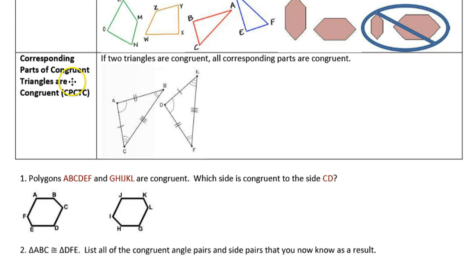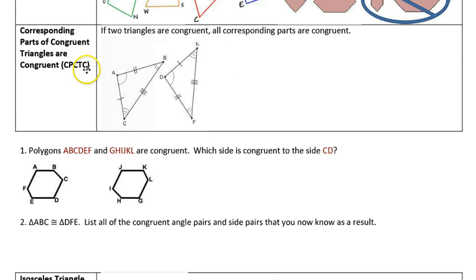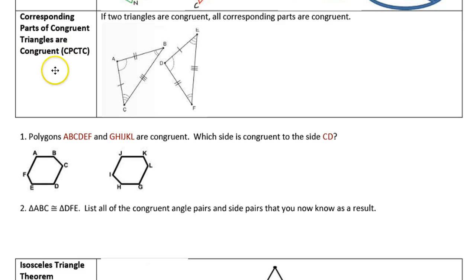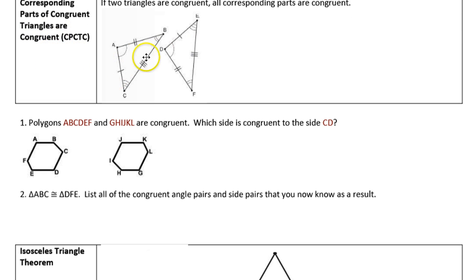This next part here, CPCTC, we're going to use that word, that short name a lot. CPCTC, kind of a tongue twister. It means that corresponding parts of congruent triangles are congruent. What it means is that if you have two triangles that are congruent, all of their parts are congruent.